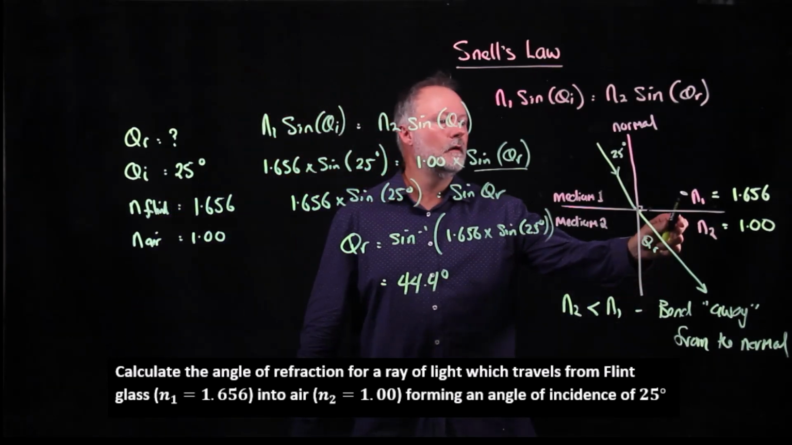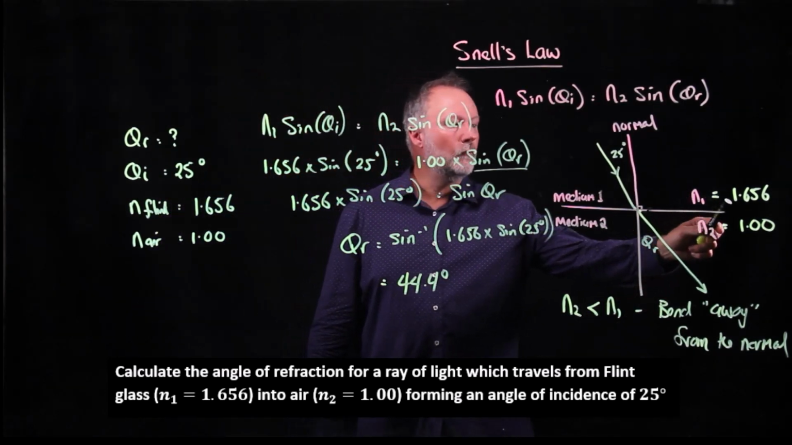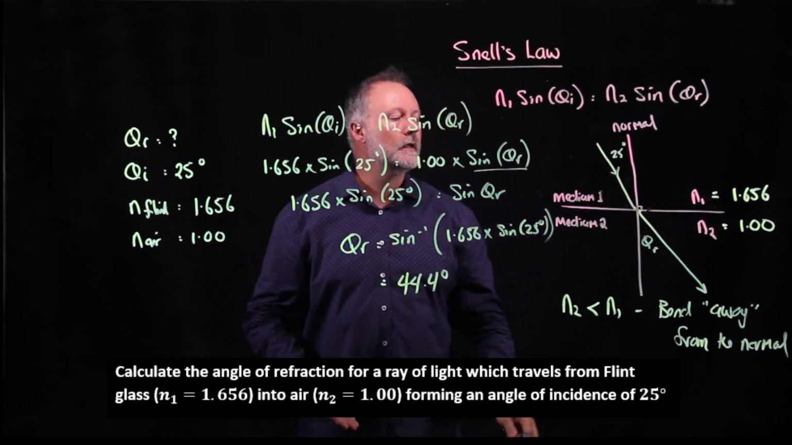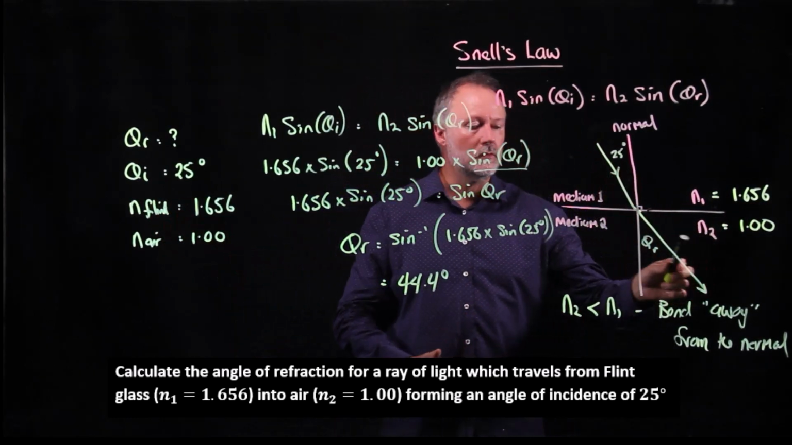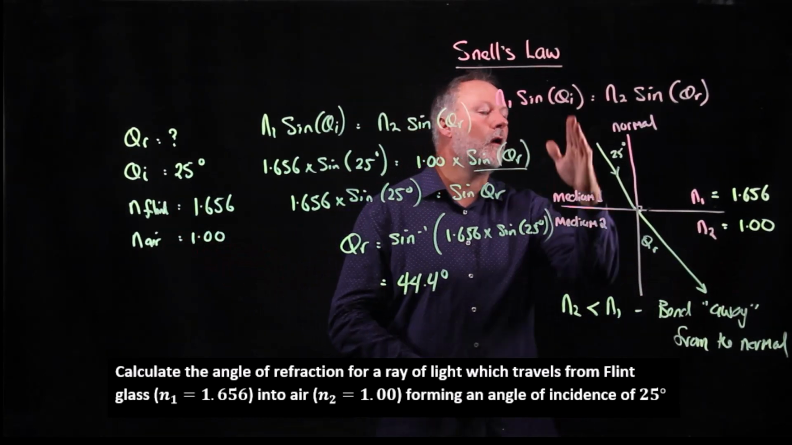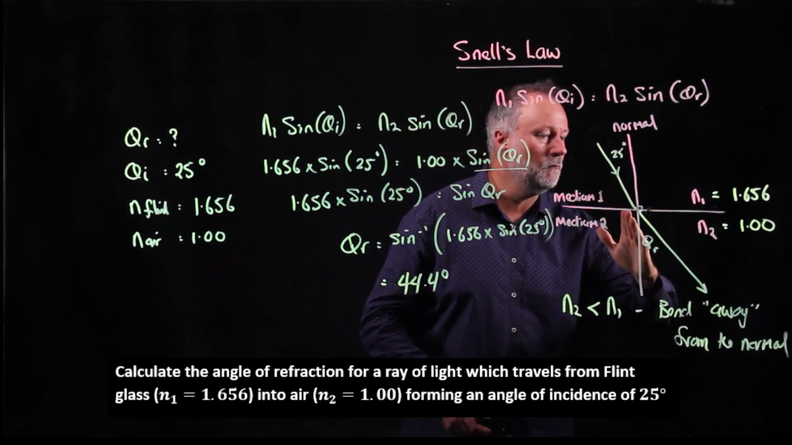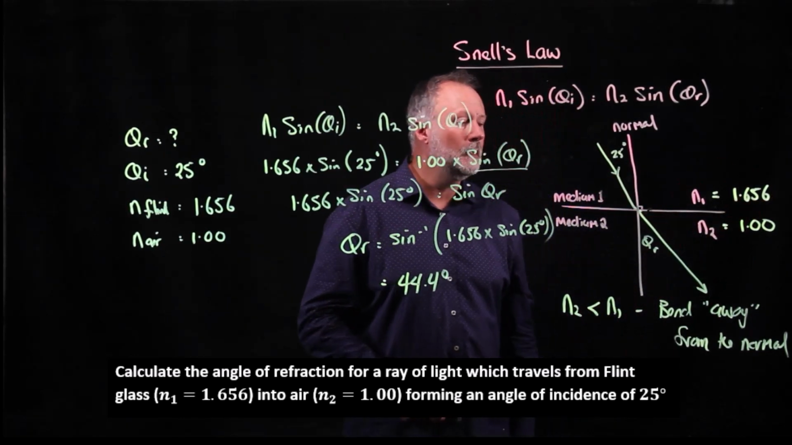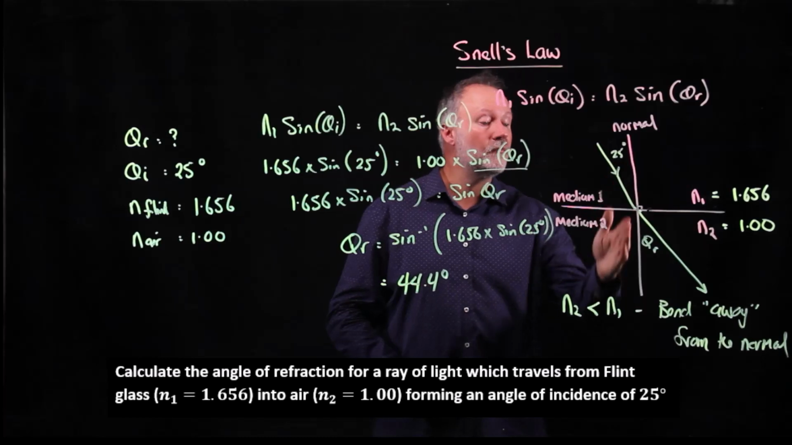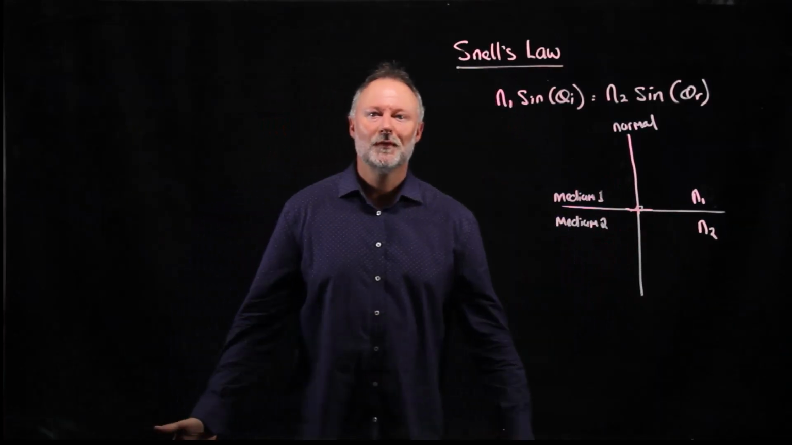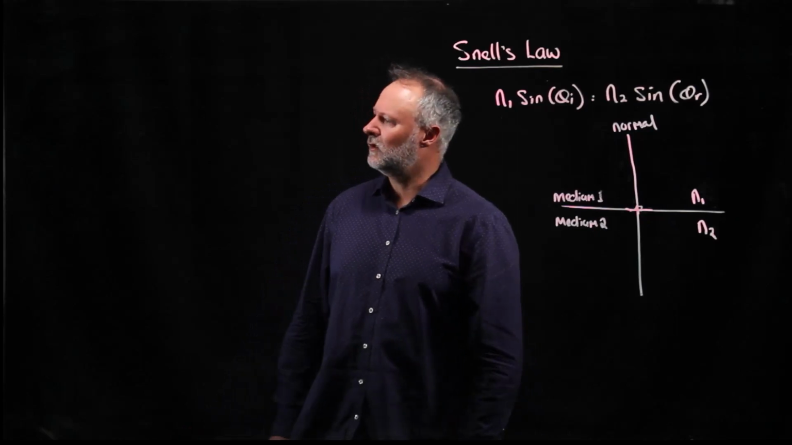So I have a refractive index of 1.656 for flint glass, an angle of incidence of 25 degrees, entering into medium 2, which is air, a refractive index of 1.0. We find the refracted beam will bend away from the normal because it has a lower refractive index than N1, and the angle it refracts away from the normal is found to be 44.4 degrees. Okay, the fourth and final example, let's have a look.